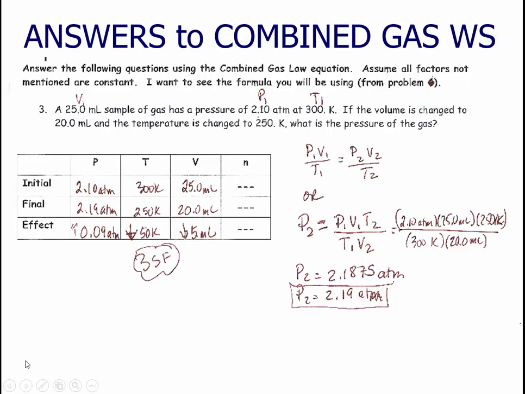Moving on to number 3, here we actually had to use the combined gas law. You should have gotten 2.19 atmospheres. Remember, you always use sig figs, and notice that you always write your units in there. Make sure your units cancel out, and you're left with whatever unit you're looking for. In this case, it was atmospheres.